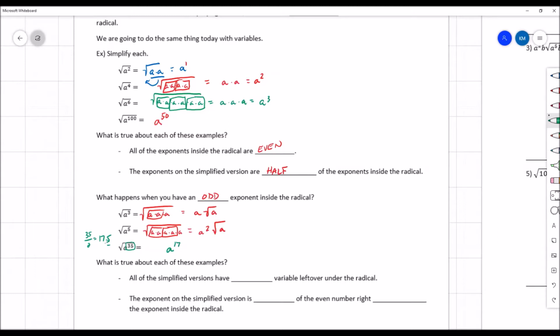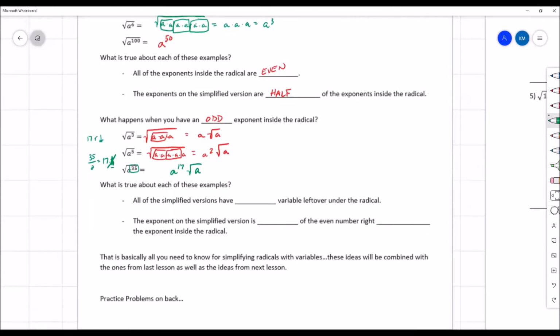If we don't look at it as 0.5, remember from like 2nd grade when you first started doing division, you had a remainder. You would have written 17 remainder 1. Remember that? And so we have 1 remaining a. And that's here: 17 pairs of a's, 1 remaining a.